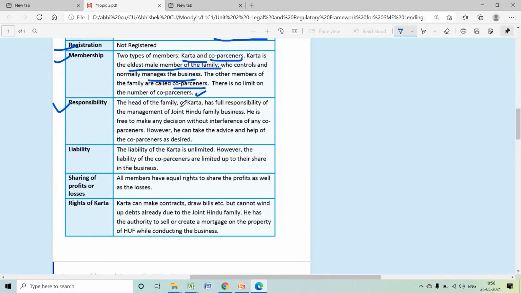So there can be n number of co-partners. Now, responsibility. The head of the family or the Karta has full responsibility of the management of joint Hindu family business. He is free to make any decision without interference of any co-partners. However, he can take advice and help of the co-partners as desired. So he can take advice, but he's free to take the decision on behalf of the business, right?